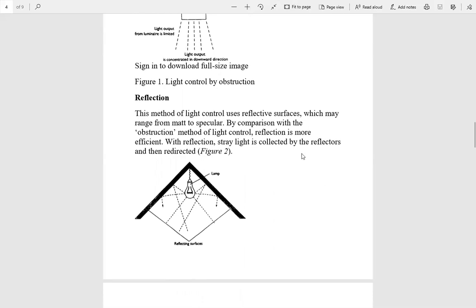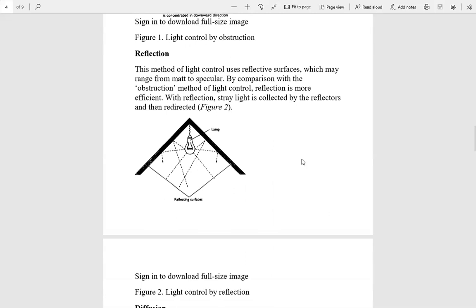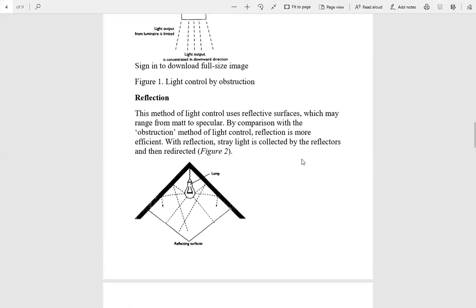Now let's discuss the reflection method. This method of light control uses reflective surfaces which may range from matte to specular. By comparison with the obstruction method of light control, reflection is more efficient. With reflection, stray light is collected by the reflectors and then redirected.